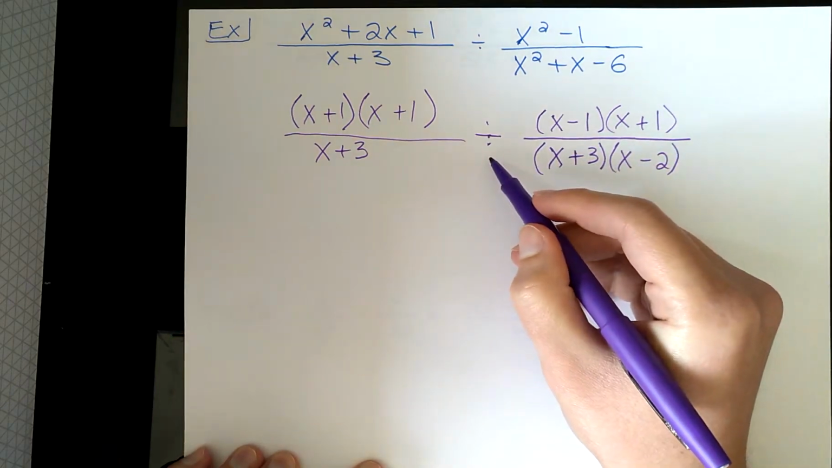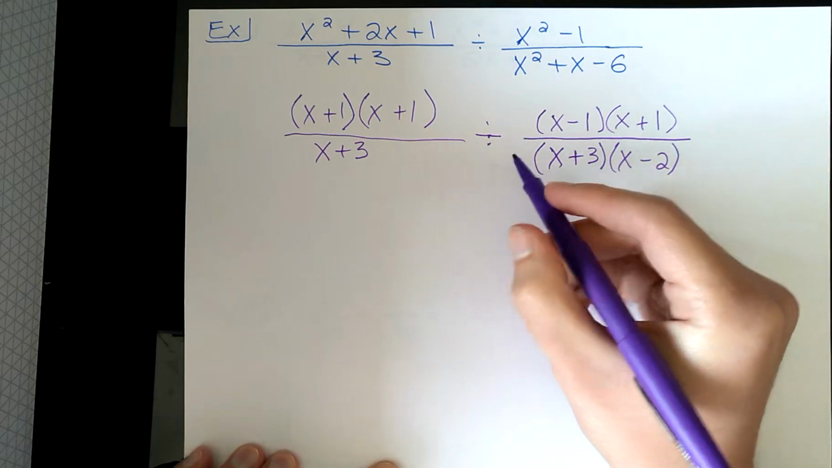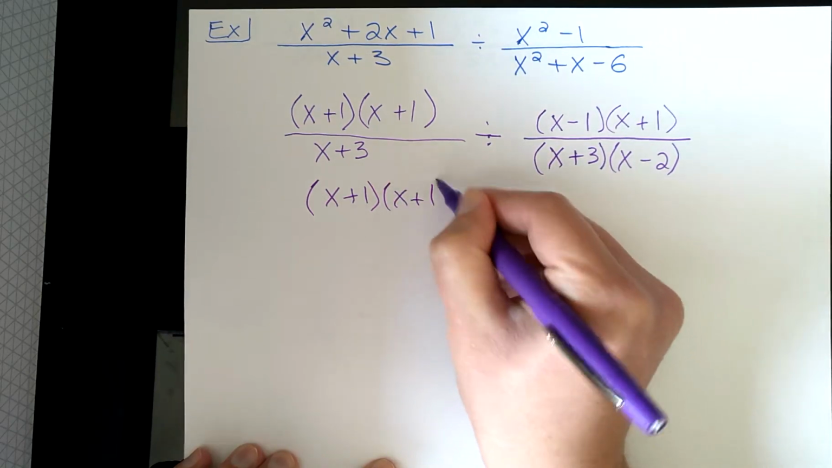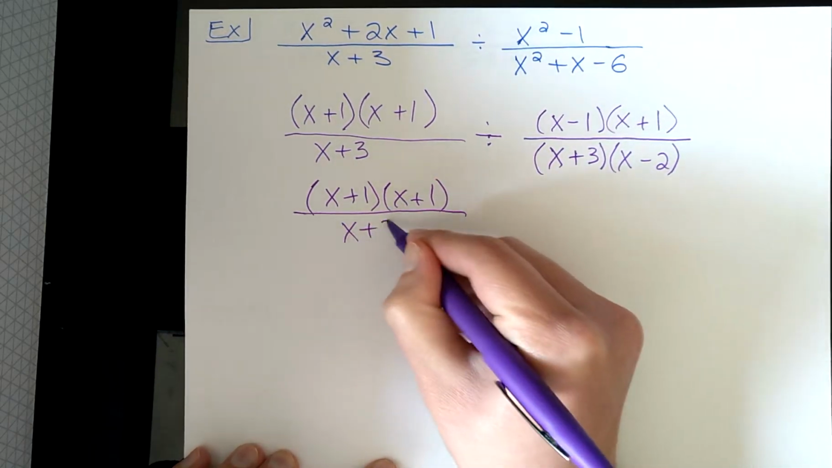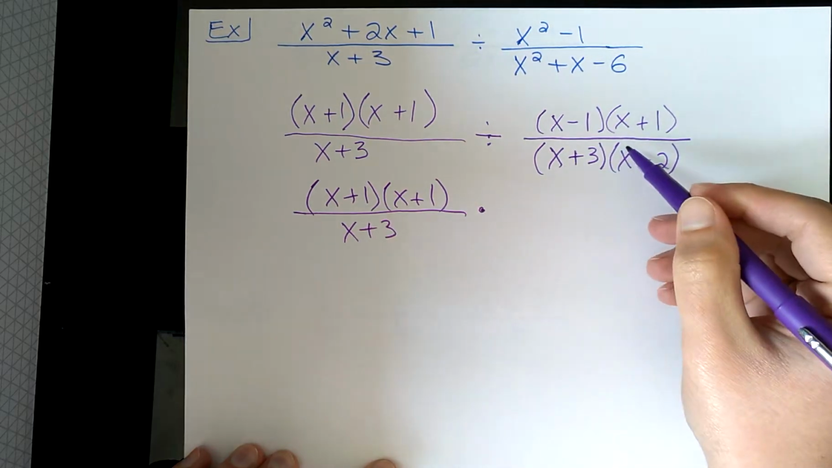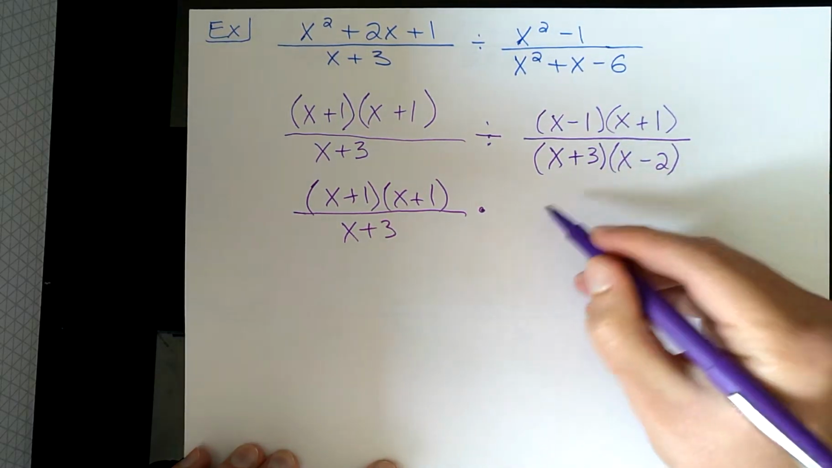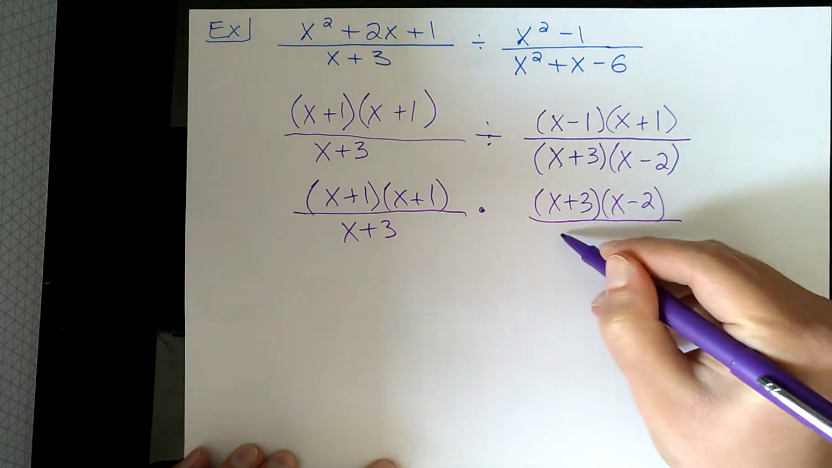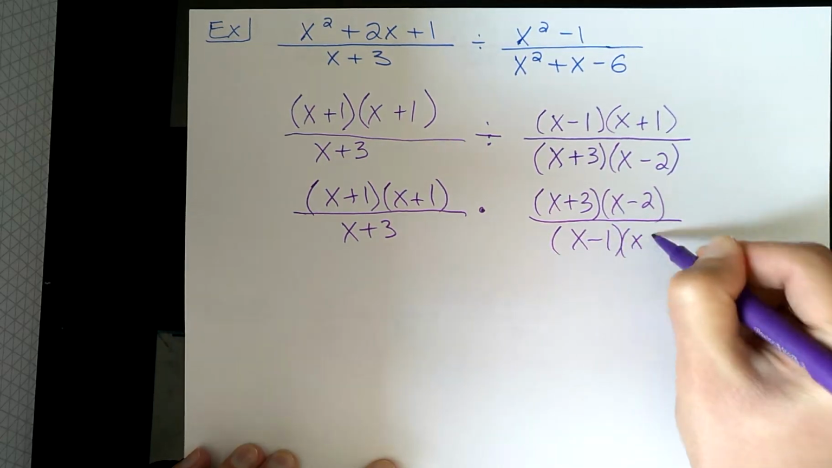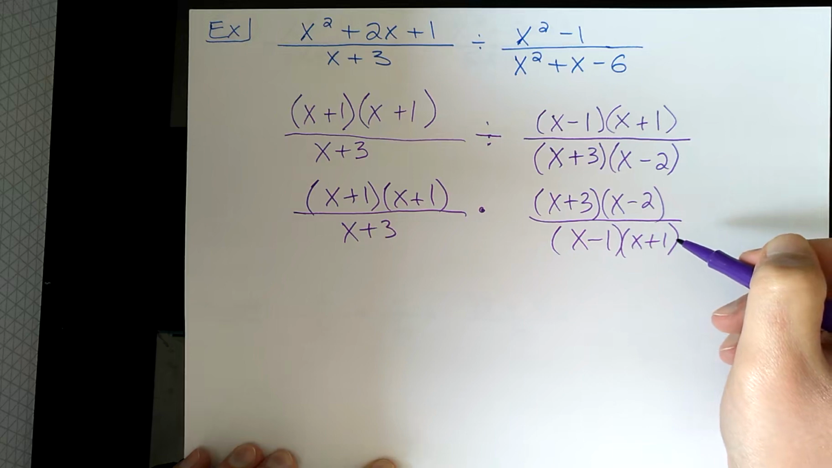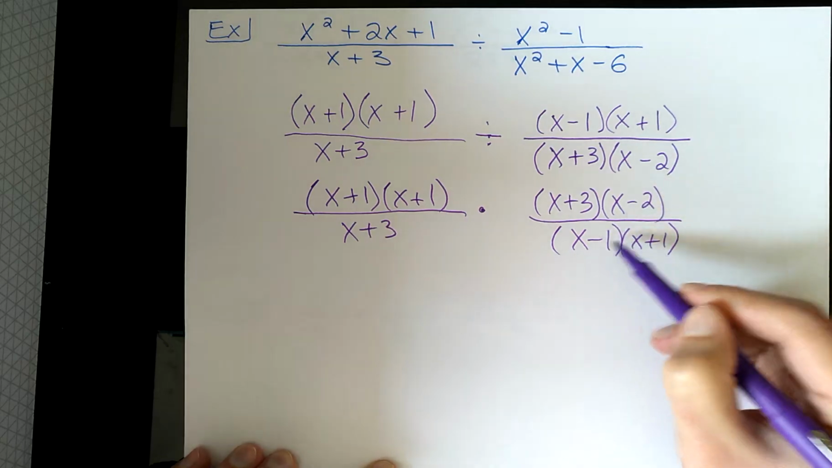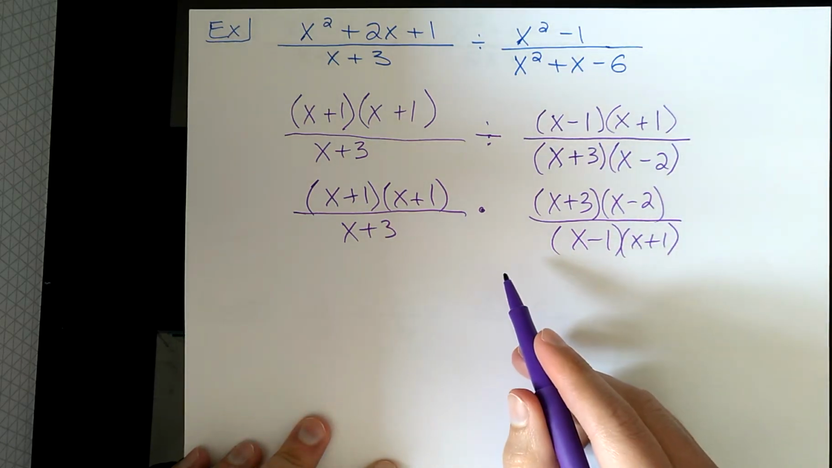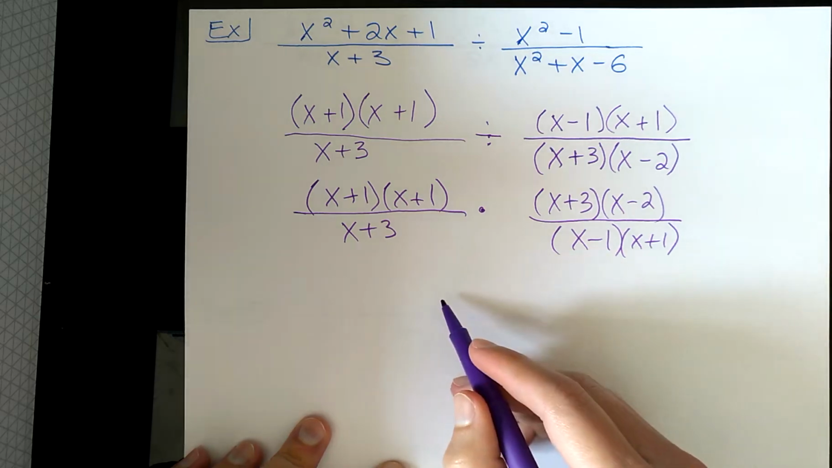So for this division, we need to use the copy-flip method. We copy down x plus 1 times x plus 1 over x plus 3 times, and now we flip the second fraction. So x plus 3 times x minus 2 all over x minus 1 times x plus 1. And now that we have it flipped, we can combine this all into one fraction and cancel our common terms.